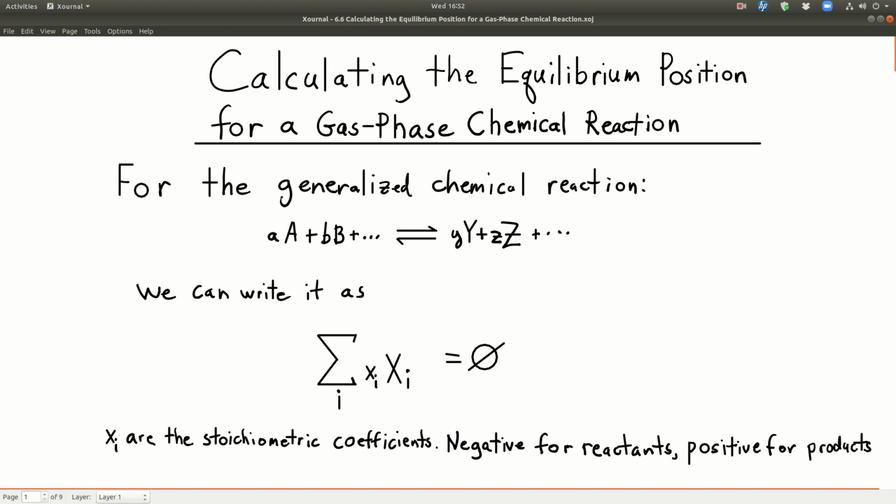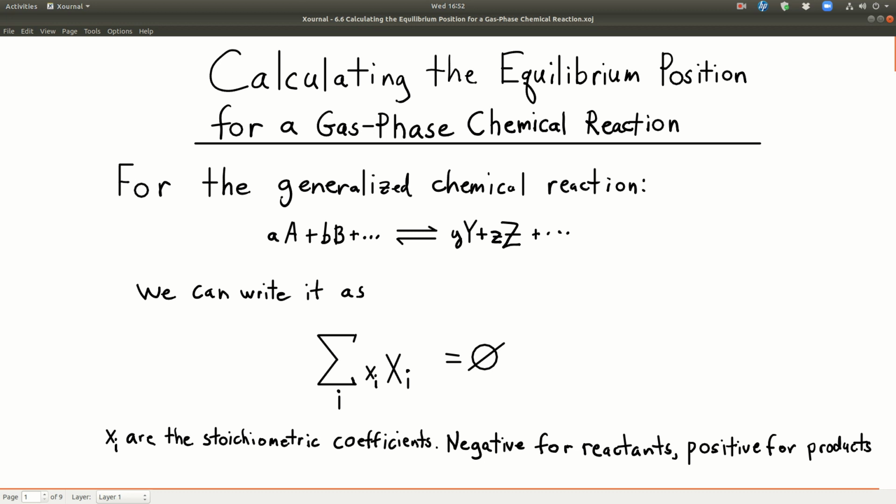Hey guys, this is section 6.6 where we're going to talk about calculating the equilibrium position for a gas phase chemical reaction. So let's look at our generalized chemical equation. Here the lowercase letters stand for the stoichiometric coefficients, capital letters stand for each of the species.